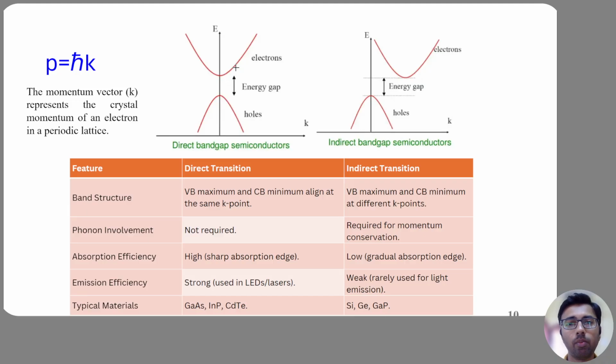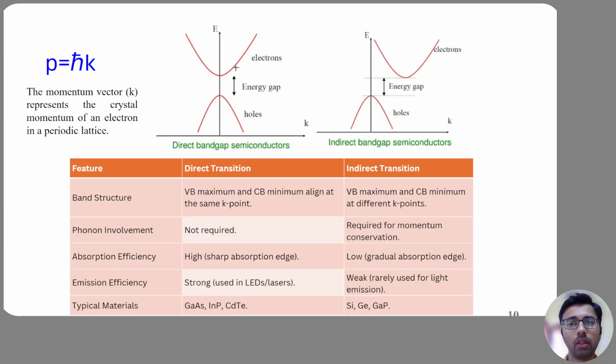To satisfy momentum conservation, a phonon must participate. The electron must absorb a photon for energy and simultaneously interact with the phonon for momentum. This becomes a three-particle interaction: electron, photon, and phonon. Because this process is statistically unlikely, absorption efficiency becomes low. Instead of a sharp edge, we observe a gradual absorption edge.